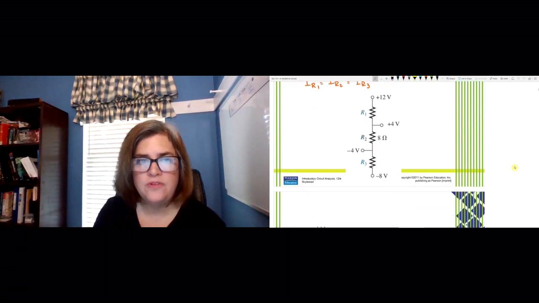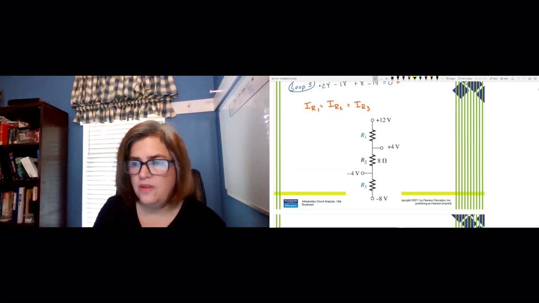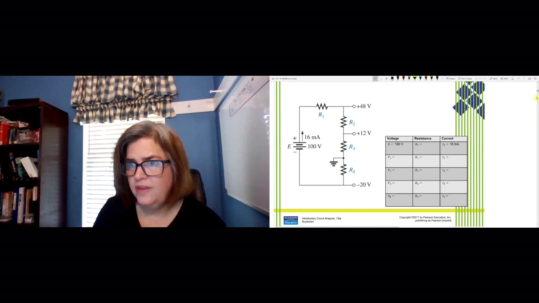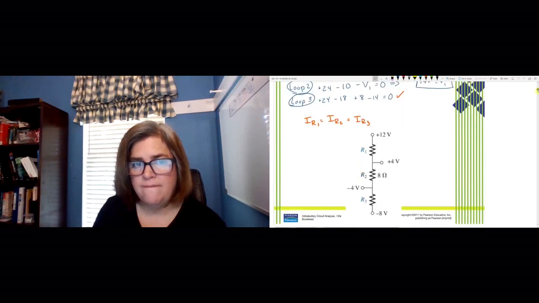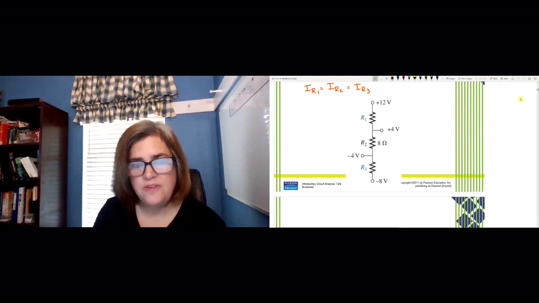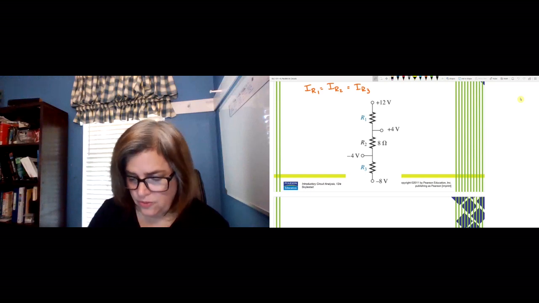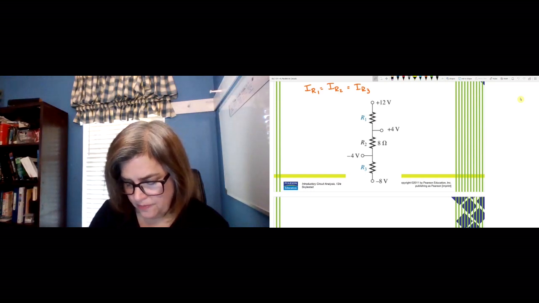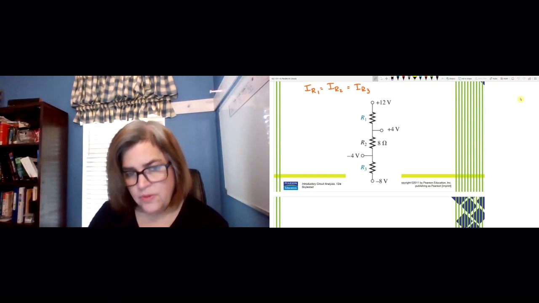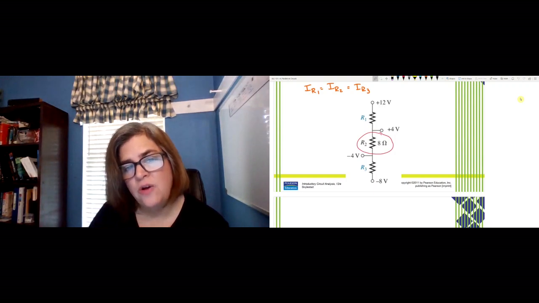Let me move that back up just a touch. Okay. Not very good at driving this thing yet, obviously. Okay, so what we want to do is find R1 and R3. So what we want to do is look here at R2. Now we know what R2 is. We know that it's 8 ohms.